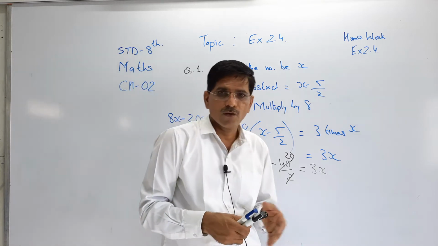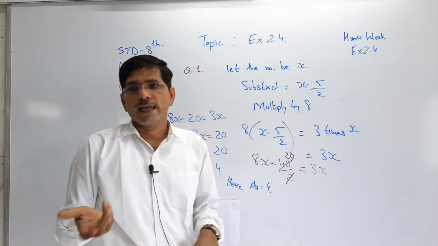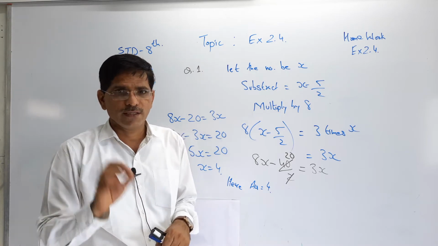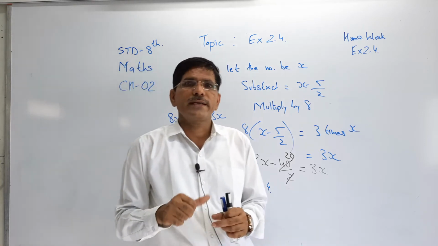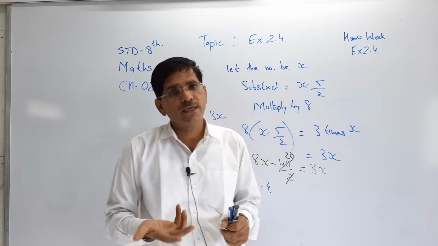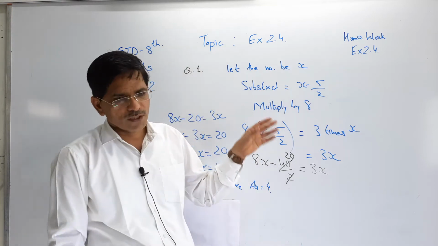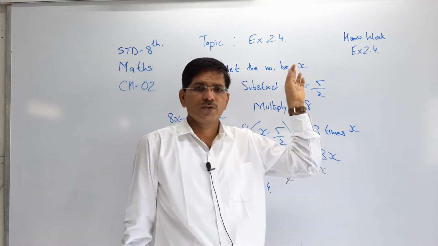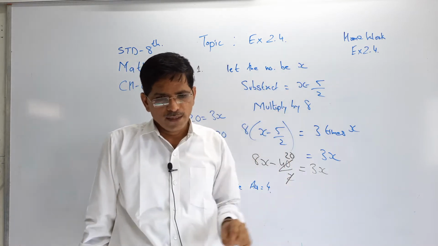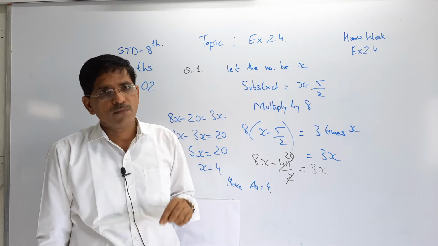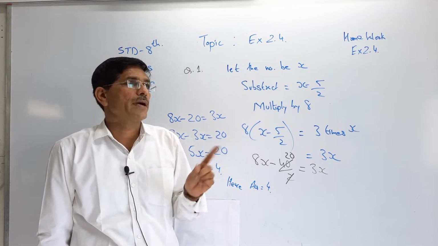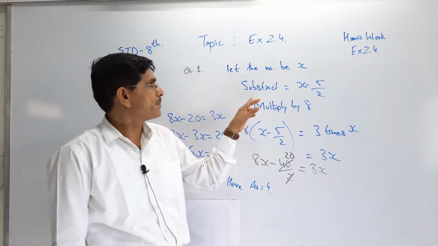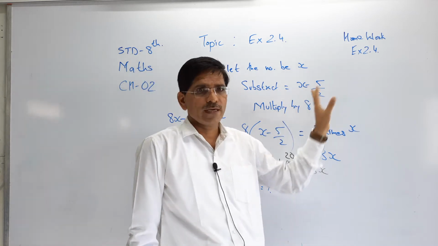Again I explain. These are all statement type sums, and we have to convert them into an equation. So what does the question say? Amina thinks of a number. Let the number be x. Now subtract 5 by 2 from it. So I subtract: x minus 5 by 2.